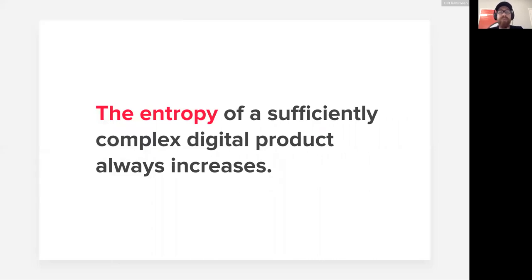And it really reminded me of the second law of thermodynamics, if you guys remember that from school. It basically says that in any enclosed system, the entropy, the chaos, constantly grows. So that's really the case in design.